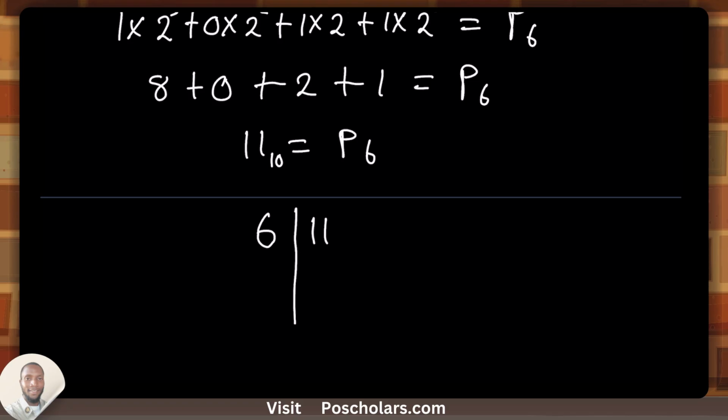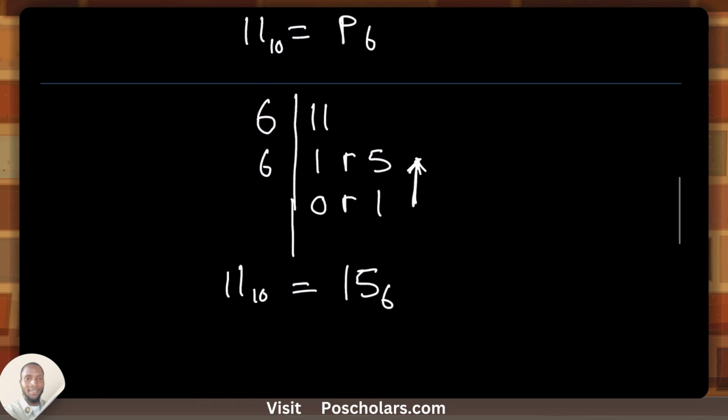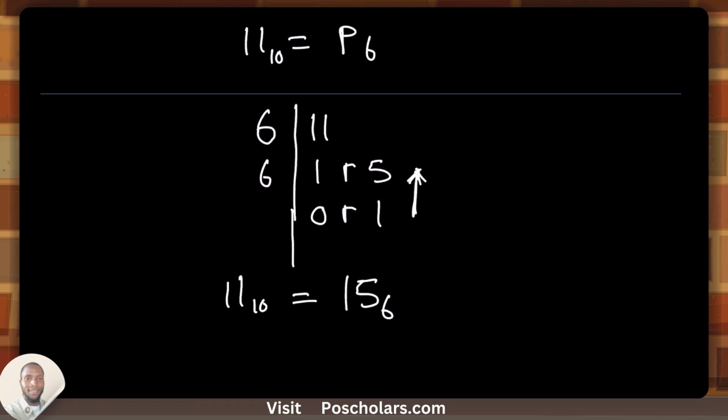So how many 6 can you find in 11? That's 1, remainder 5. Then how many 6 can you find in 1? That's 0, remainder 1. So we have that 11 base 10 is now equal to what? You count from the bottom. 15 base 6. Now we have converted 11 base 10 to 15 base 6. So I can say 15 base 6 is equal to P base 6.